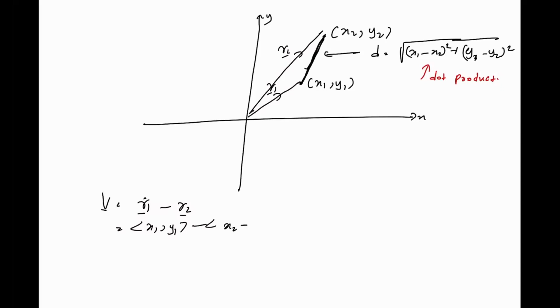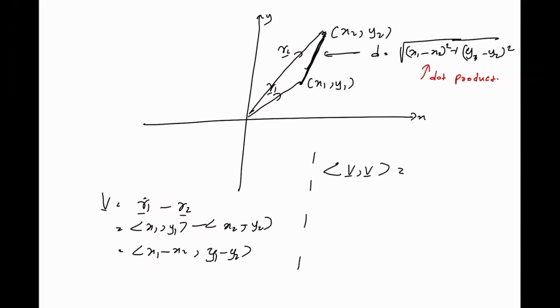And this thing is X2, Y2. And I will get X1 minus X2 and Y1 minus Y2. Okay, so it has my vector difference between these two position vectors. And if I take the dot product, something like this, V into V, what do I get?